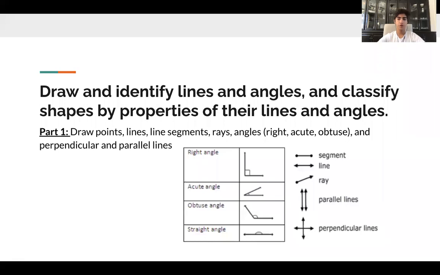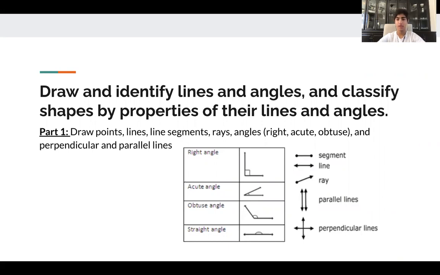First of all, you have to understand how to draw and identify lines and angles and classify shapes by properties of their lines and angles. Do you know how to draw points, lines, line segments, rays, angles, and perpendicular and parallel lines? That is what this is asking you. So let's take a look at each of those things.